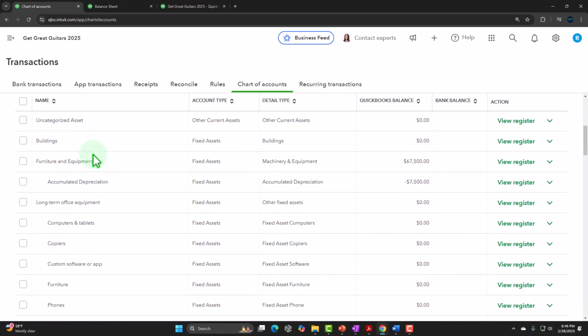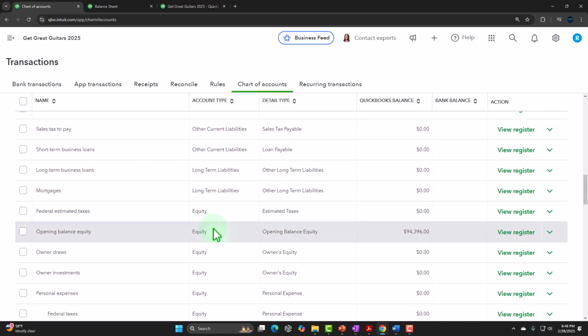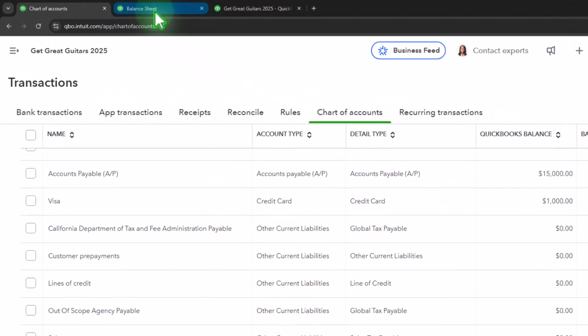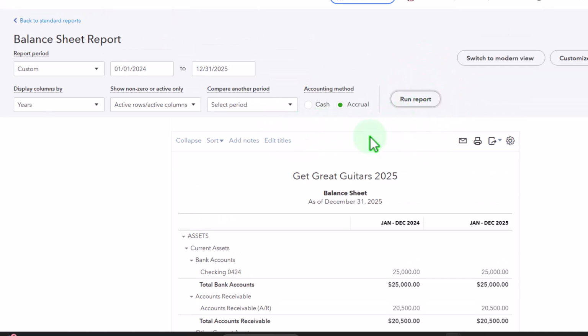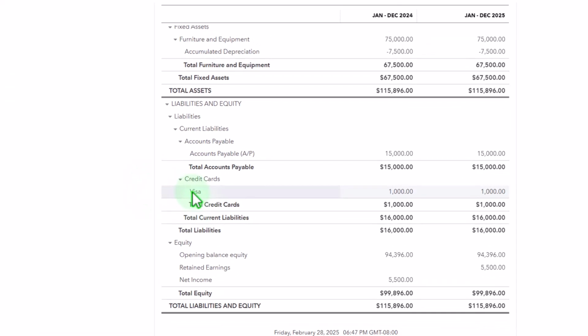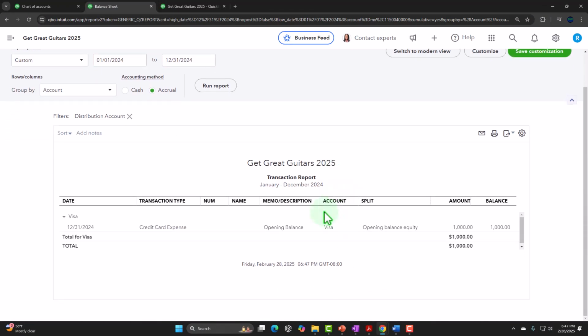So if I scroll down, we've got the other current liabilities, and then where did the credit card? There it is. Credit card. Bam. Let's take a look at the balance sheet. So if I run it, scrolling it down, there's the Visa credit card. Going into it to take a look at it, drilling down to the source.